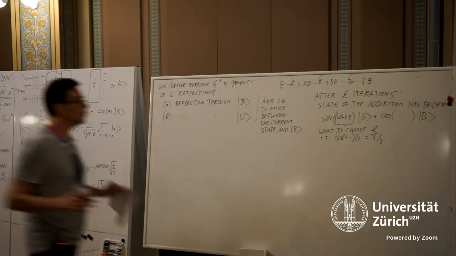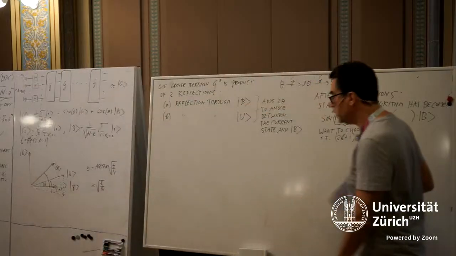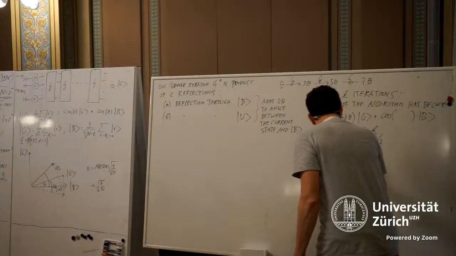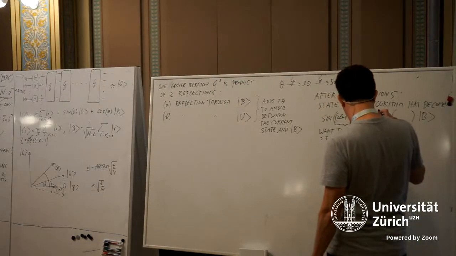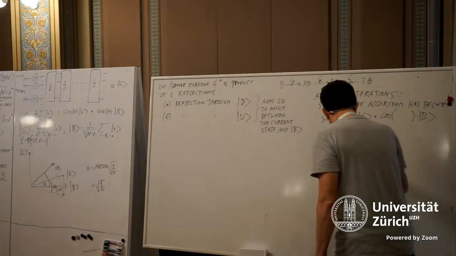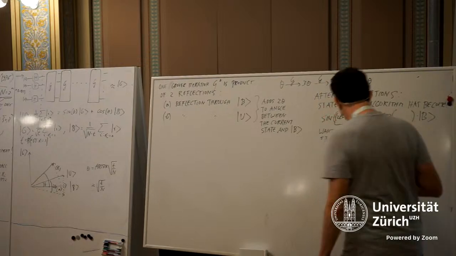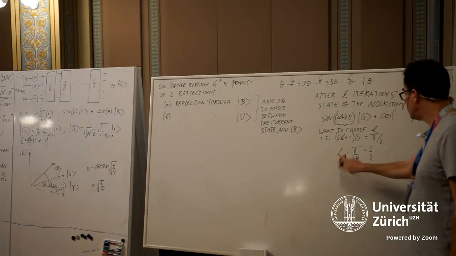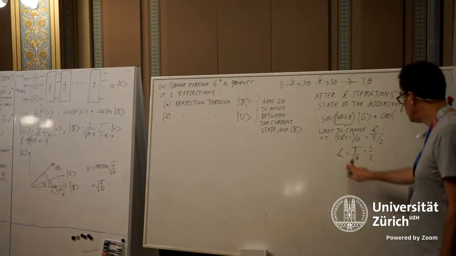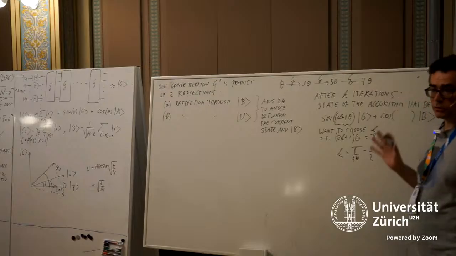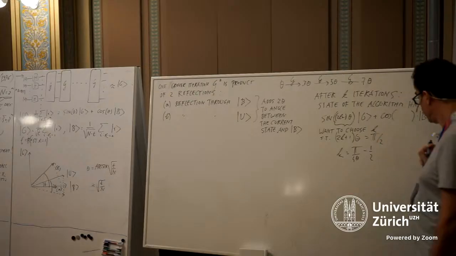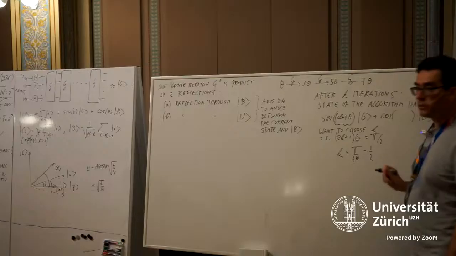So let's just solve this, and this will tell us what k we need to choose. We choose k equal to pi over 4 theta minus a half. So this is the number of iterations we want to choose. And if we choose this number of iterations, we will perfectly rotate the initial state, which is uniform, to the good state. And this would be a good time to complain.